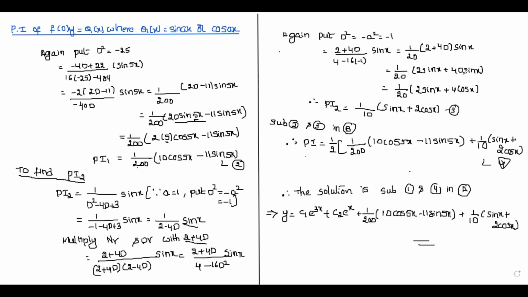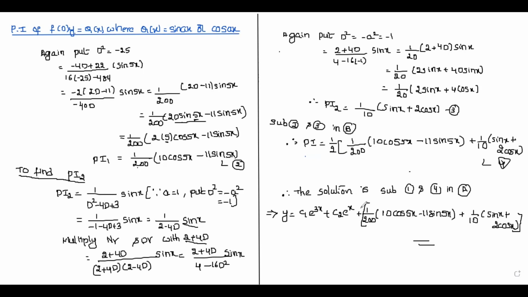D sine x is nothing but differentiating sine x with respect to x, it will be cos x. So 1 by 20 into 2 sine x plus 4 cos x. This is particular integral 2. Now, particular integral is equal to 1 by 2 into 1 by 200 plus 1 by 200 into 10 cos 5x minus 11 sin 5x plus 1 by 10 into sin x plus 2 cos x. Now, the particular solution is obtained.